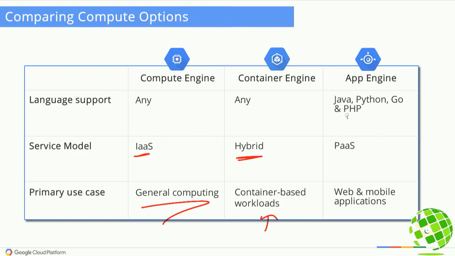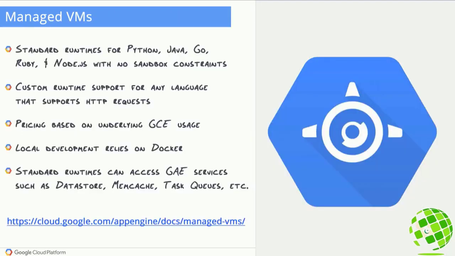And App Engine, language support here: Java, Python, Go, and PHP for our standard App Engine environment. And the managed App Engine environment, managed VMs as we call them, really allows us to bring our own runtime. But this is platform as a service, right? The fully managed infrastructure, fully managed runtimes, we just worry about developing the application, and this is really meant for web and mobile apps.